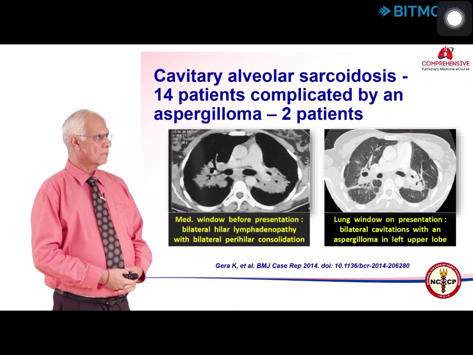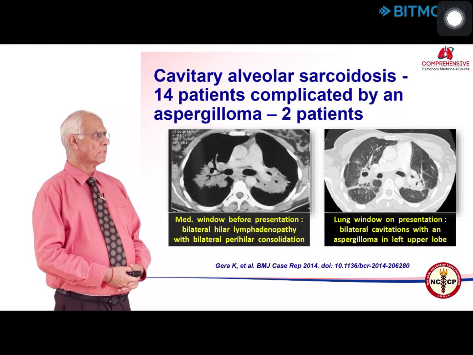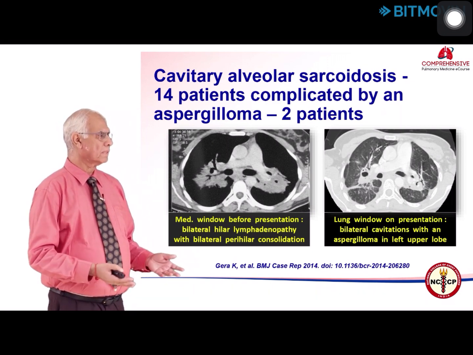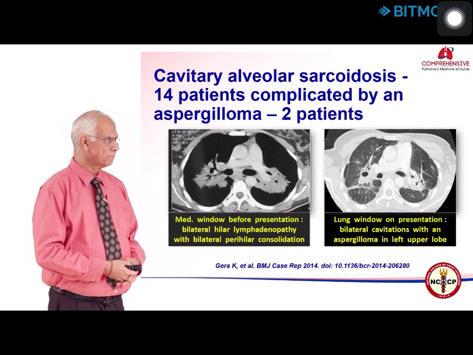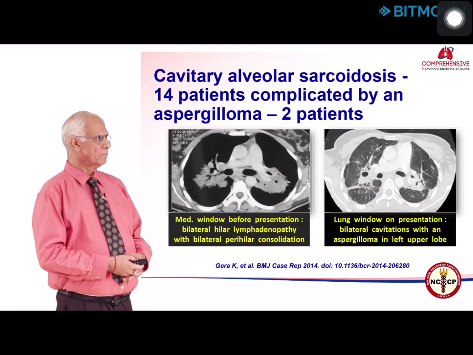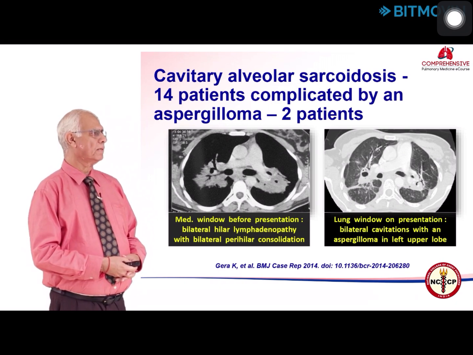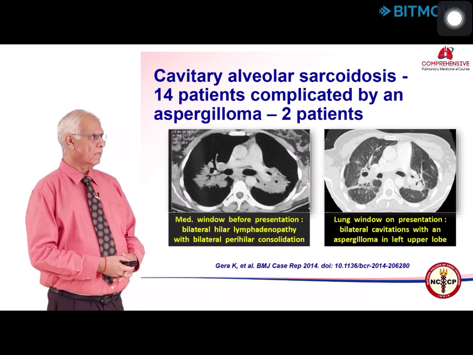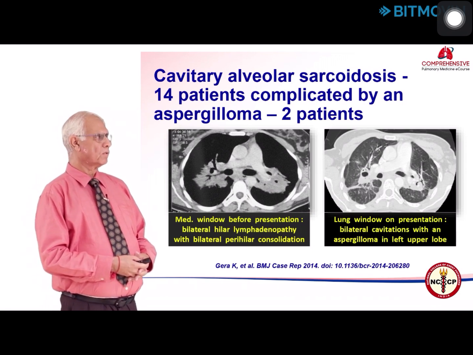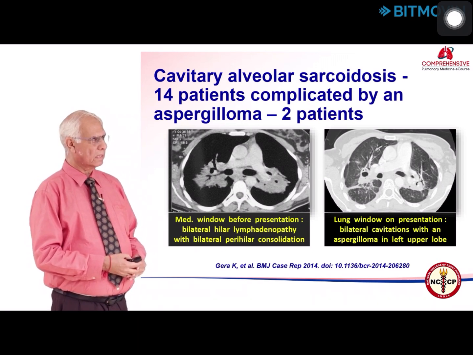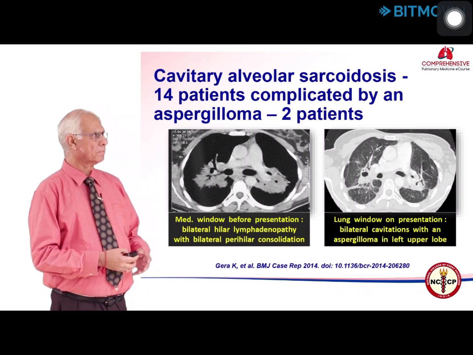So, cavitary alveolar sarcoidosis has been documented in 14 patients, complicated by an aspergilloma in 2 patients, and both these patients have been presented by us from Patel Chest. This is a mediastinal window before presentation, bilateral hilar lymphadenopathy with bilateral perihilar consolidation. Lung window on presentation, you can see bilateral cavitation with the aspergilloma in the left upper lobe. You can see it over there distinctly, the aspergilloma is present over there.